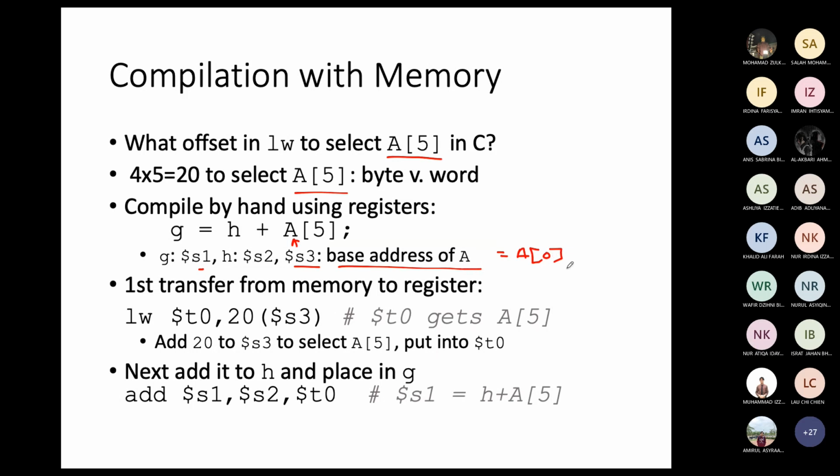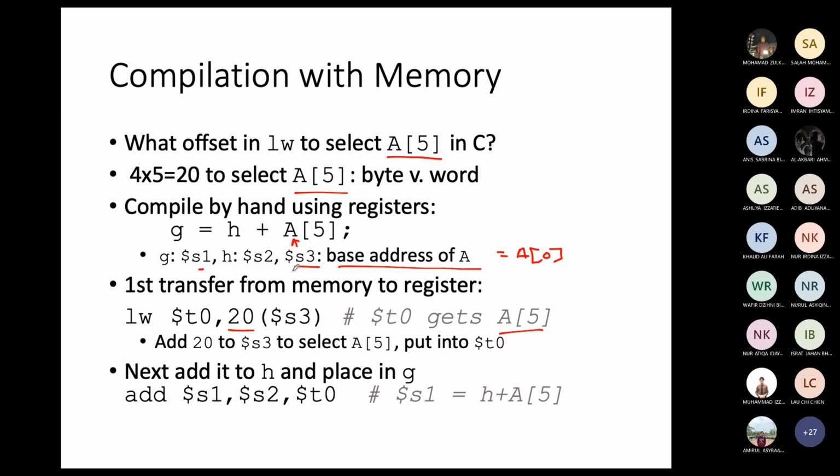The base address here is always referred to the first index of the array. Okay, so now first transfer. Let's say you have this C++ expression, g = h + A[5]. So we need to transfer the data in memory to the register. So load word $t0, as the temporary, to get A[5]. And then the offset is 20, from the index here, 5 multiplied by 4 bytes.